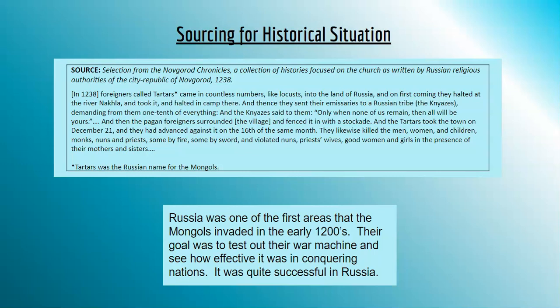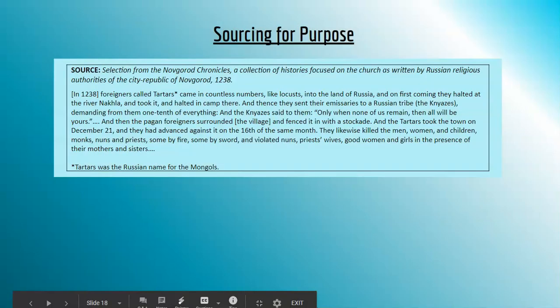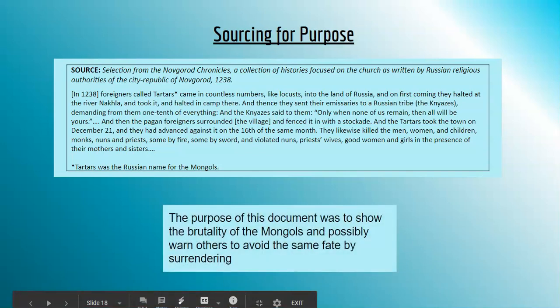Pretty simple. Now, if we go to source a document for purpose, and remember, purpose is what is the author's goal for having written this document, that's what we're looking for. So once again, same document, Russian people slaughtered, the Russian religious authorities basically portray this horrible slaughter, and let's look at what a purpose statement could be. The purpose of this document was to show the brutality of the Mongols and possibly warn others to avoid the same fate by surrendering. That would be a legit purpose statement.